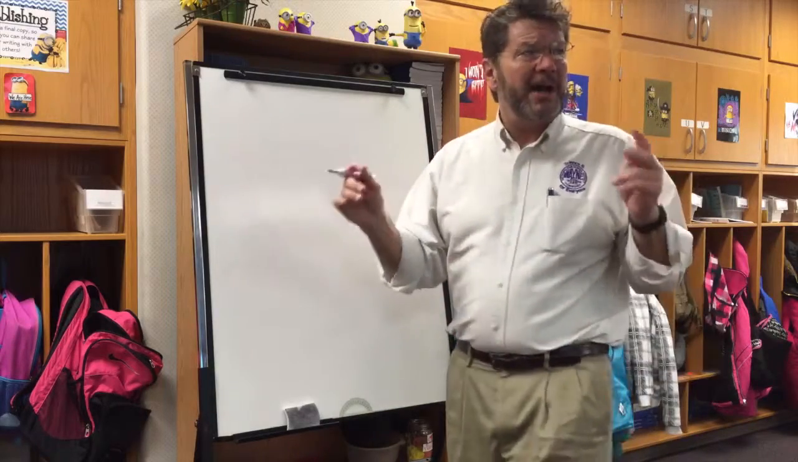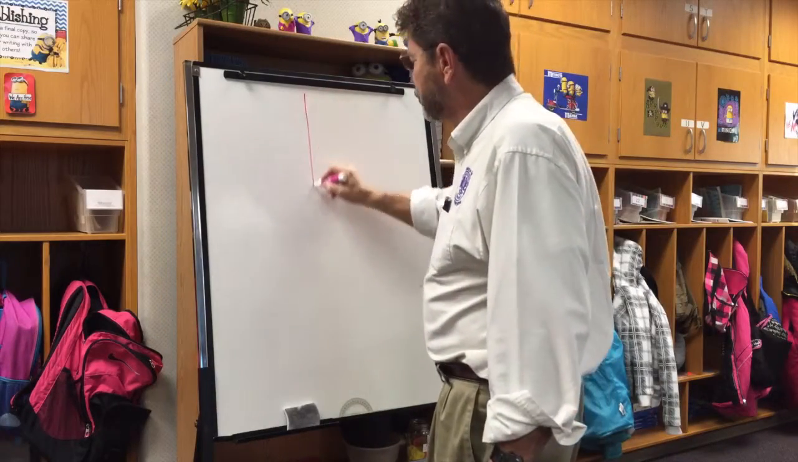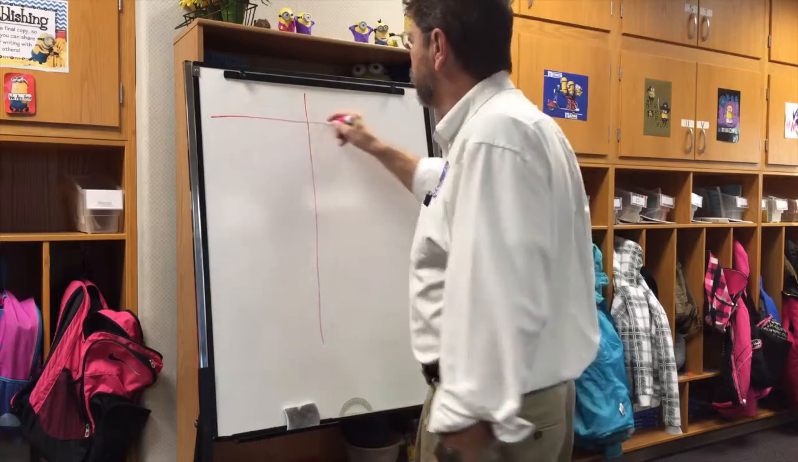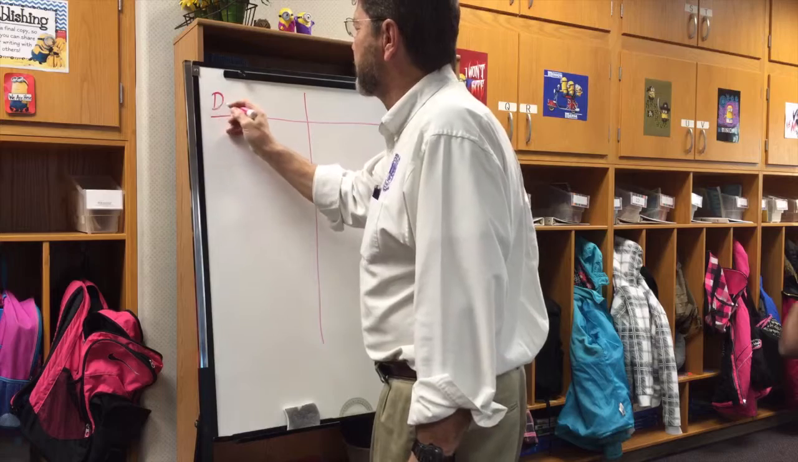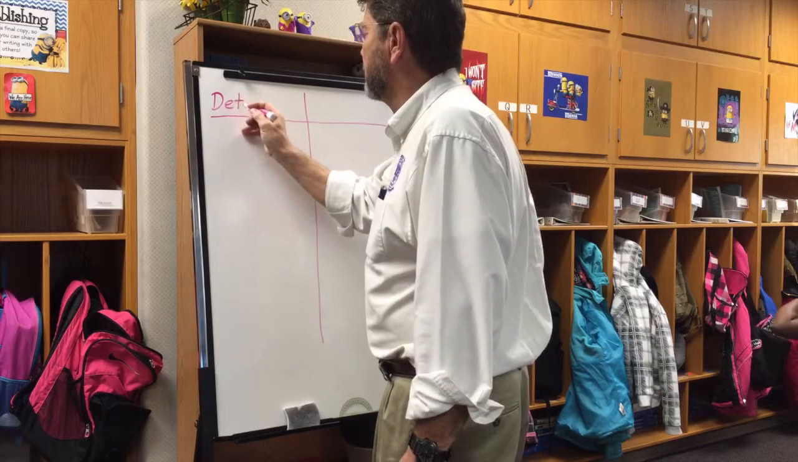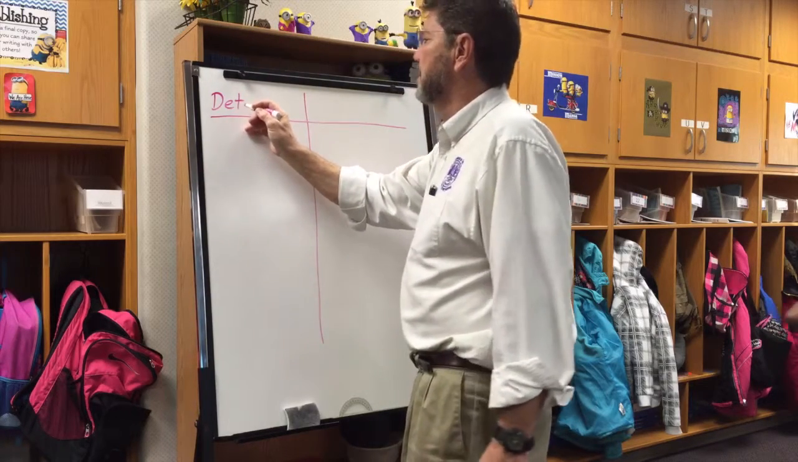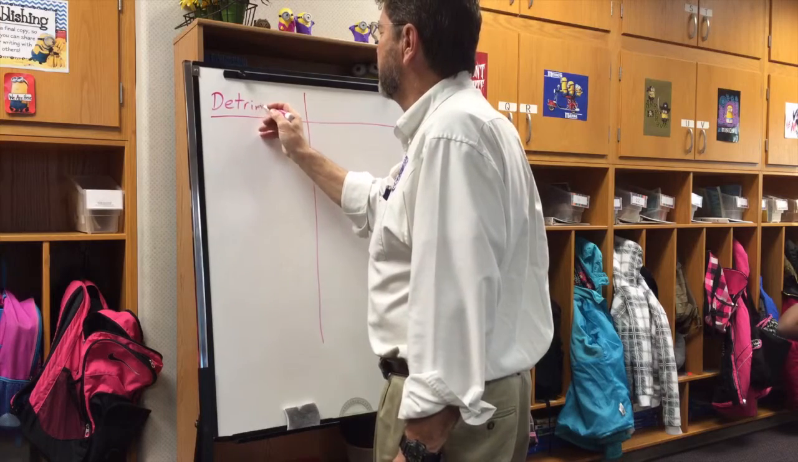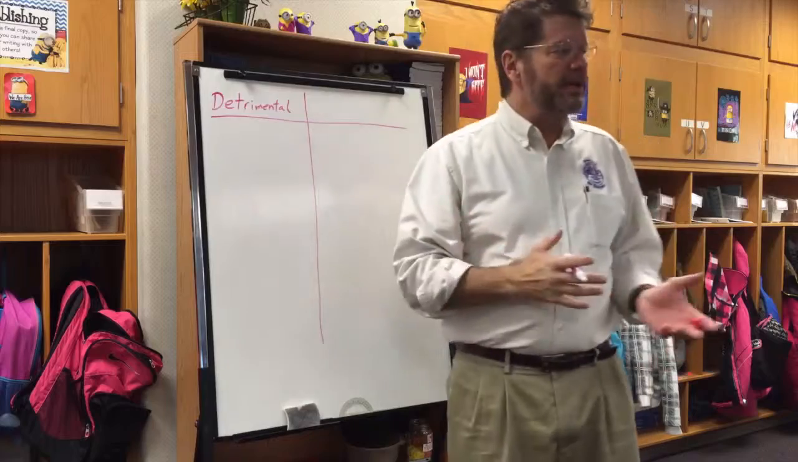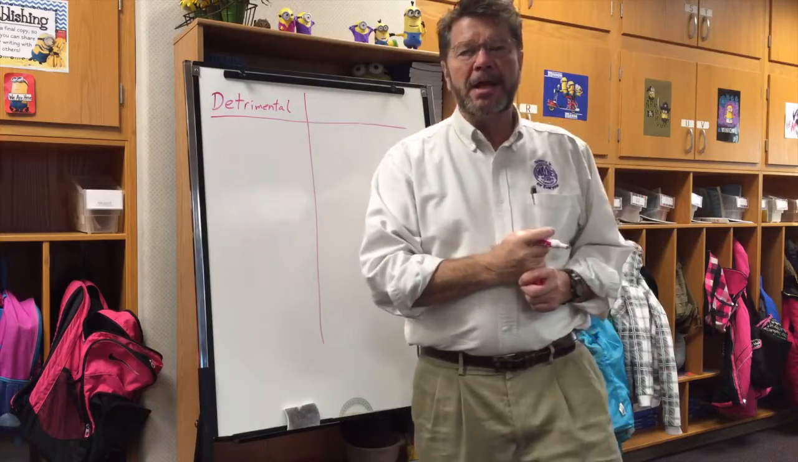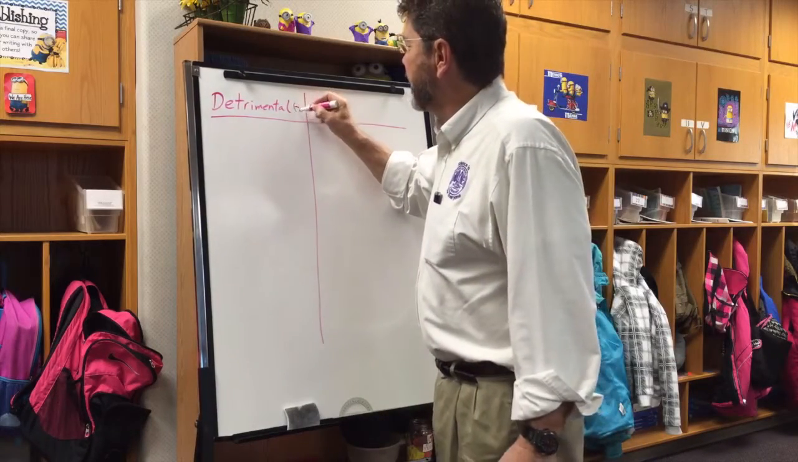So how have people changed? Let's make a chart, and you have it on yours. And on one side, let's put the word detrimental. Can someone spell that for me? Detrimental. Does that sound like something that's good or bad? Bad. So I'm going to put a negative sign there.